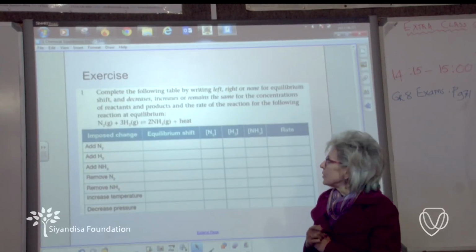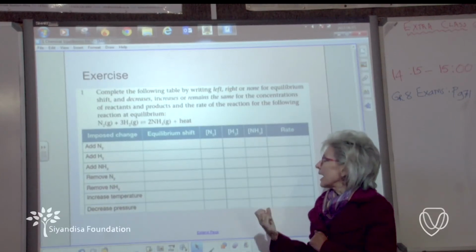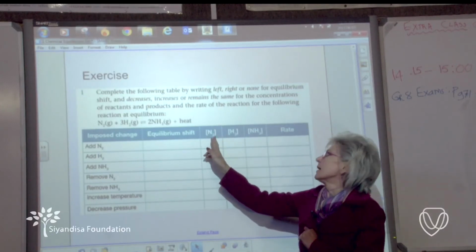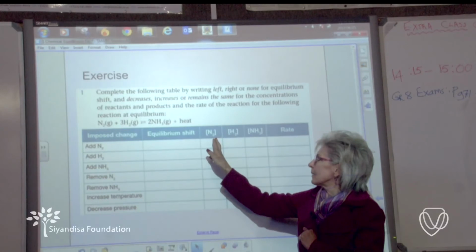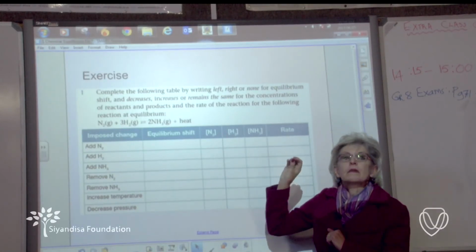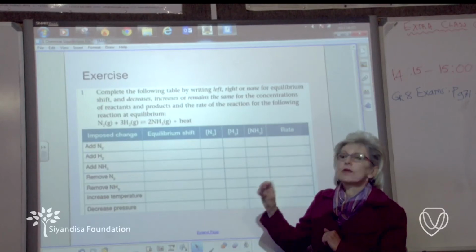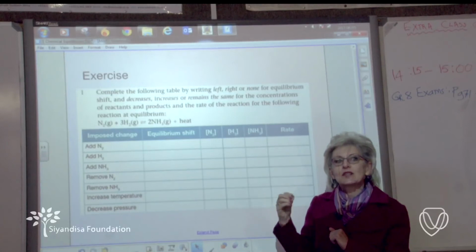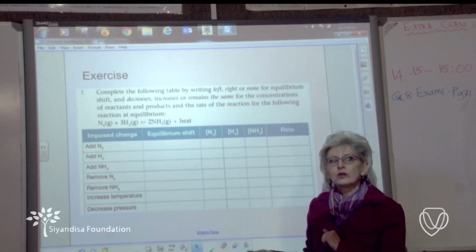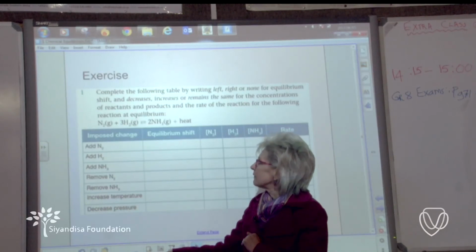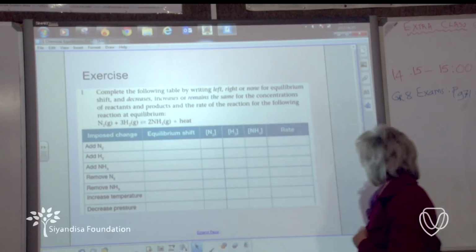What I want you to be on the lookout for is that a question like this is now specifically asked for the concentration of nitrogen. But we can also have a question where they ask the amount of nitrogen or the amount of hydrogen, and the concentration and the amount do not necessarily always give you the same answer. So we need to be on the lookout for questions like that.